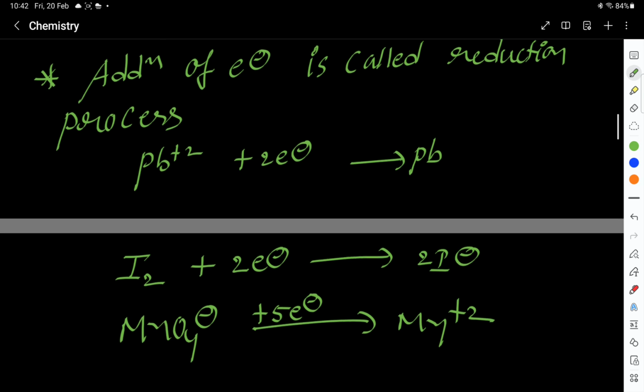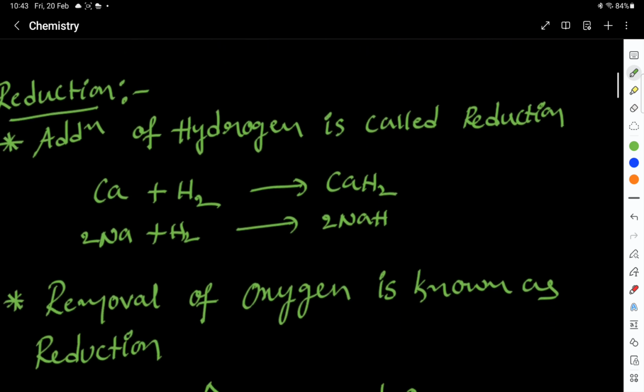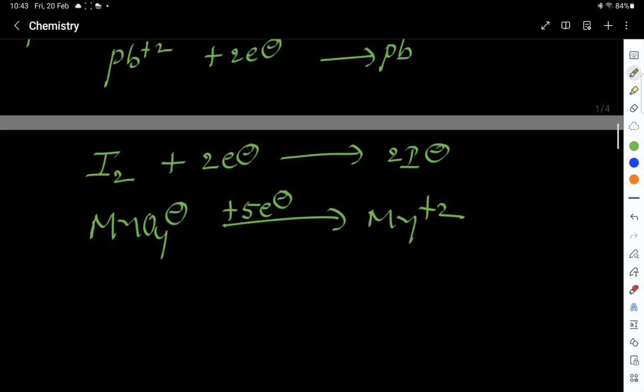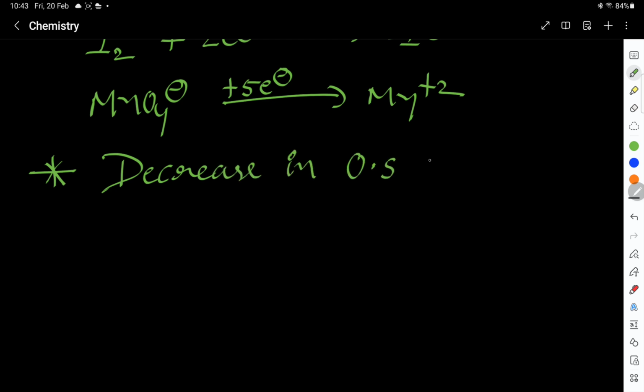Now, addition of electron or removal of oxygen or addition of hydrogen, which is the proper definition? Which one is the proper definition? And how can I know whether it undergoes oxidation or reduction? By just seeing the reaction. These are all very old traditional definitions, and later on it got simplified like this. That is nothing but decrease in oxidation state is called reduction.